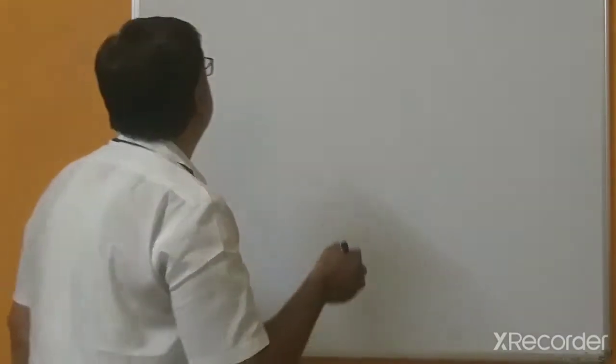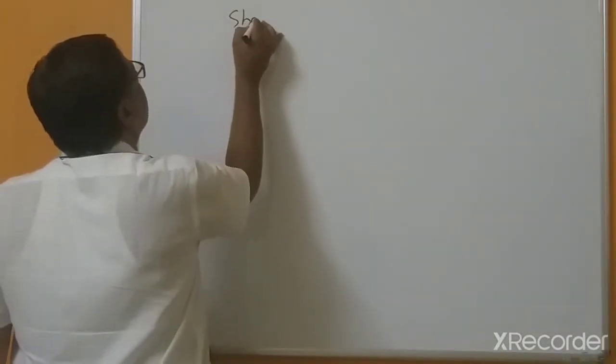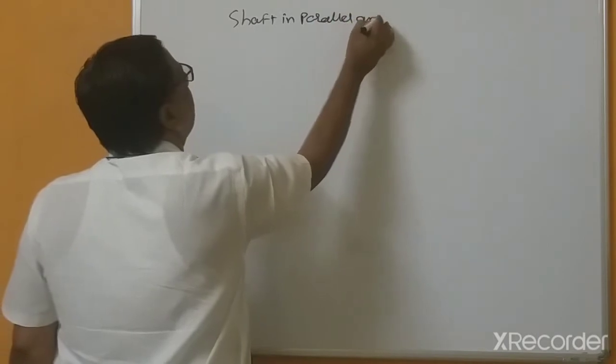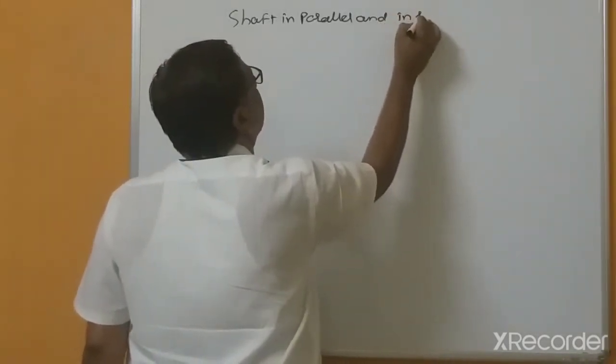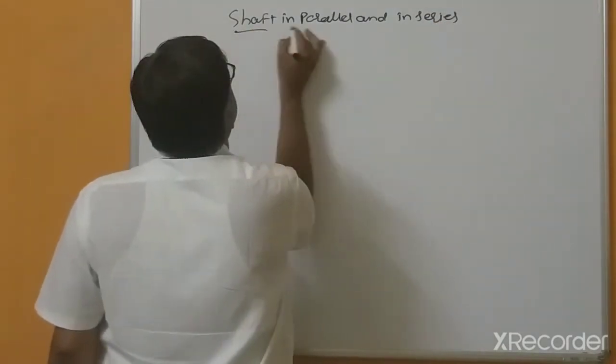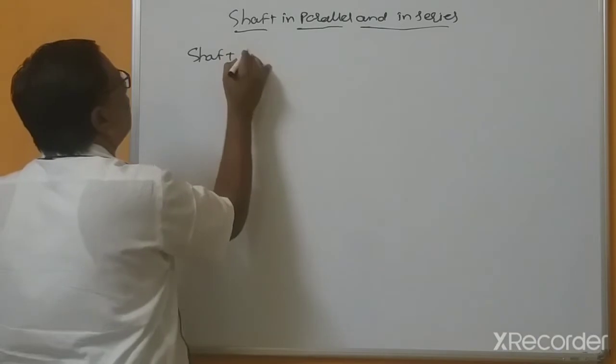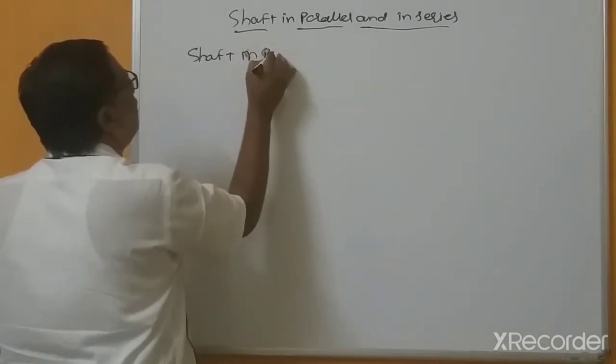Good morning, friends. So in the last few lectures we studied torsions, problems related with the torsions. That's because, from the exam point of view, the last article on torsion is the shaft in parallel and in series. So what is the meaning of the shaft in parallel and what are the conditions? That we study: shaft in series, shaft in parallel.